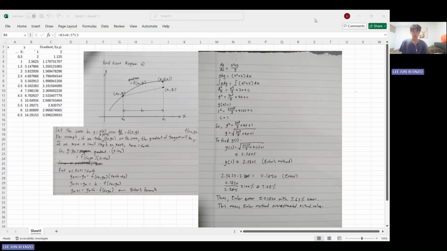All right, so the graph. Right here, we have the initial point, and we know that it's (x0, y0). At this initial point, the gradient of the curve is f(x0, y0). We know this through dy/dx.